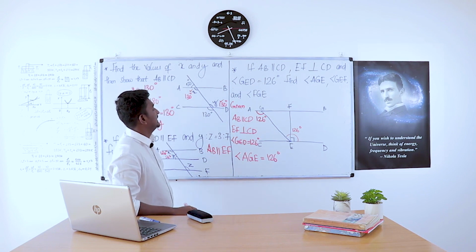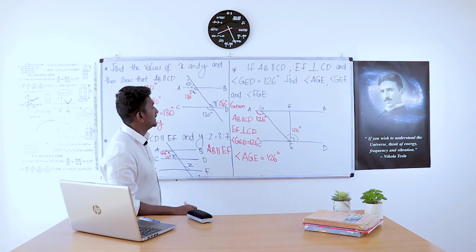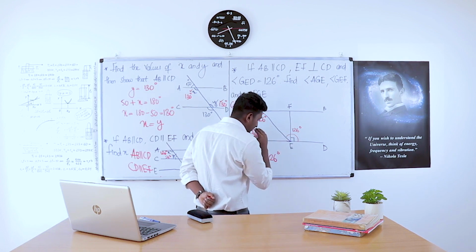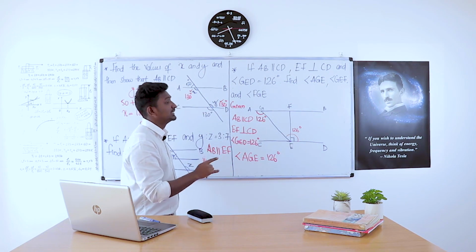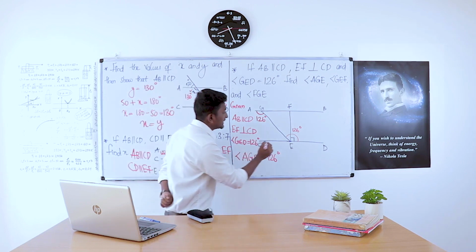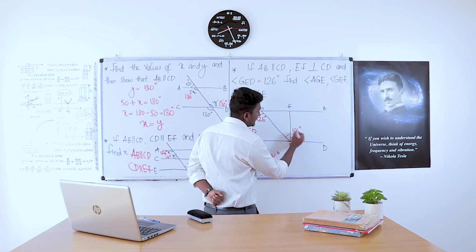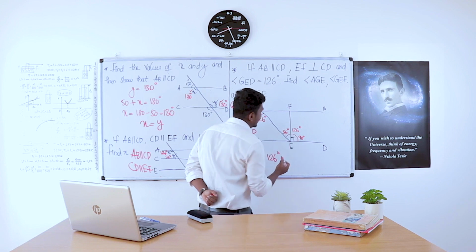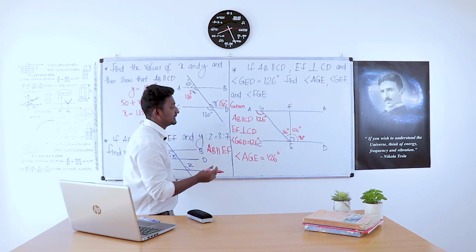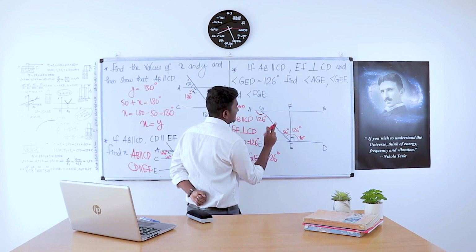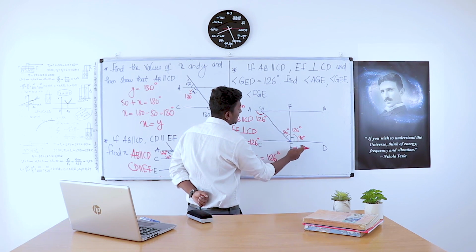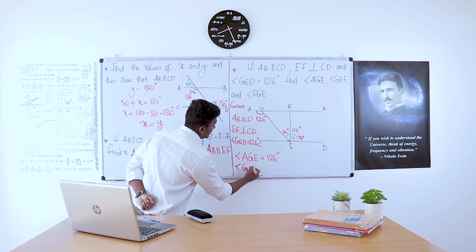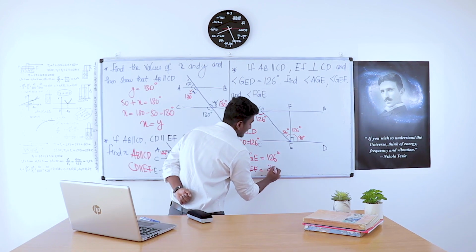Next is angle GEF. Also in the question it is stated that EF is perpendicular to CD. Therefore, angle FED is 90 degree and the total angle GED is 126 degree. Therefore, remaining is 36 degree. That means angle GEF is equal to 36 degree.